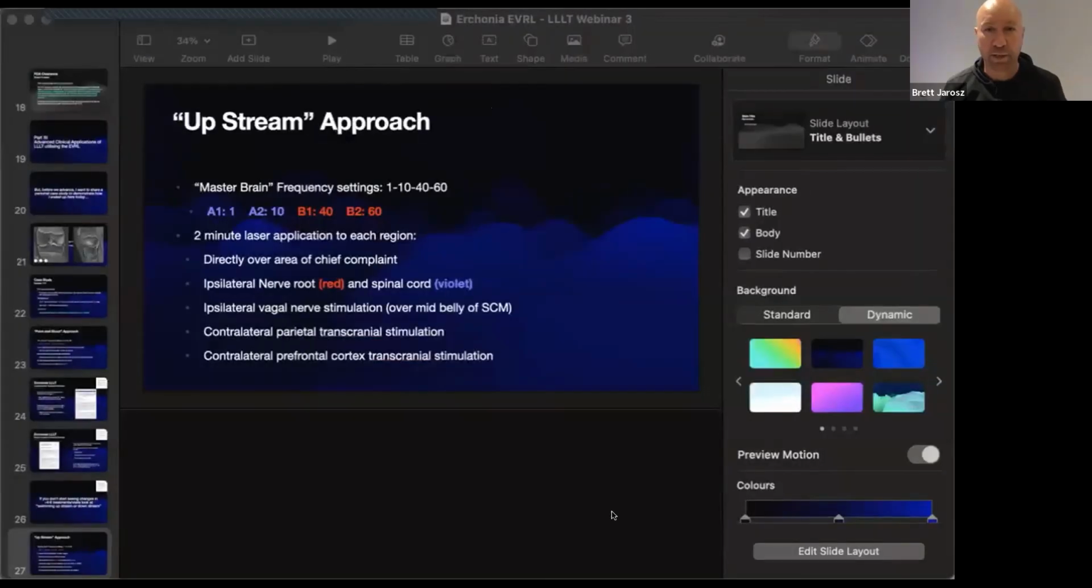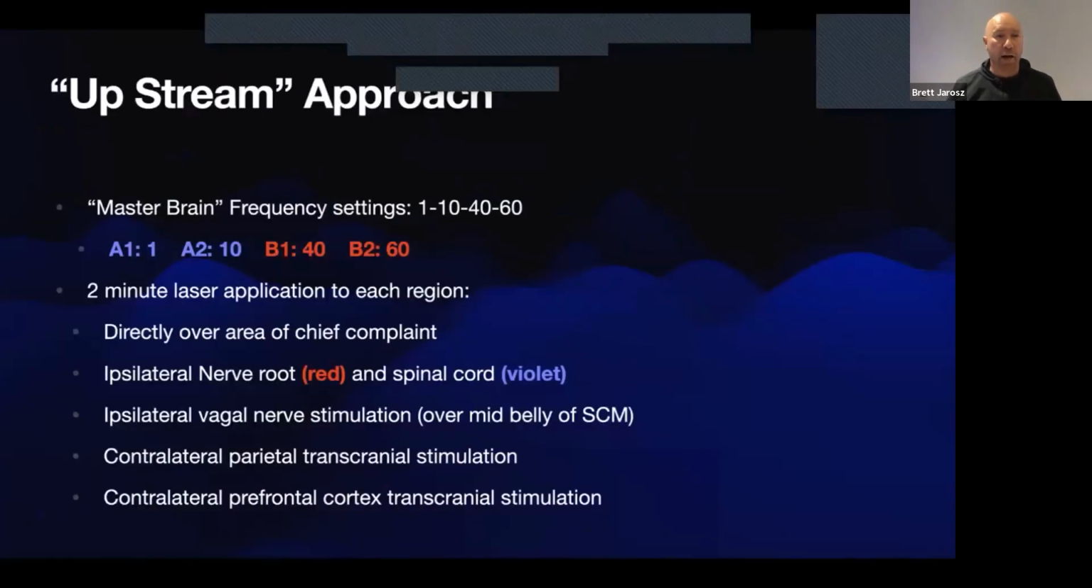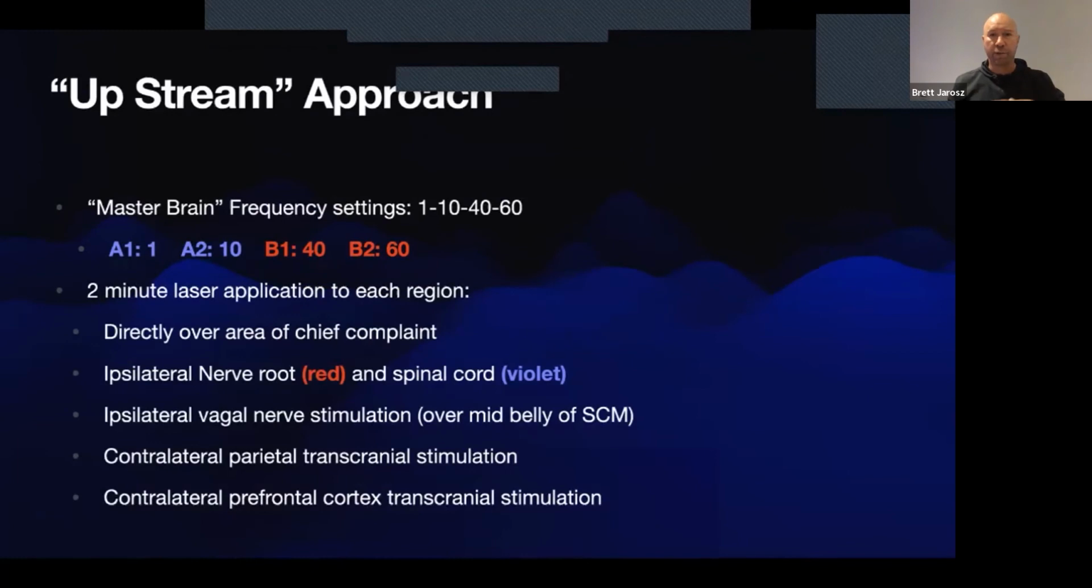All right, so 2 minutes on the shoulder, 2 minutes spinal cord, 2 minutes ipsilateral SCM, 2 minutes parietal cortex, 2 minutes prefrontal. So that's basically what it looks like, over the course of 10 minutes. Let's just come back to this. More of these things I'm going to break out and share with everyone. So that's our upstream approach. And if you have any questions on that, we're happy to go through this at the end with everyone.